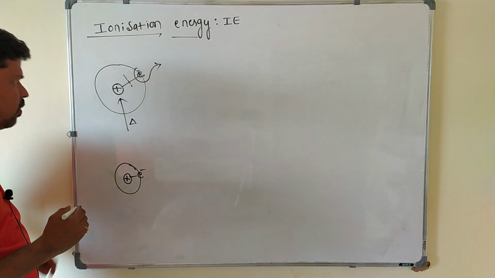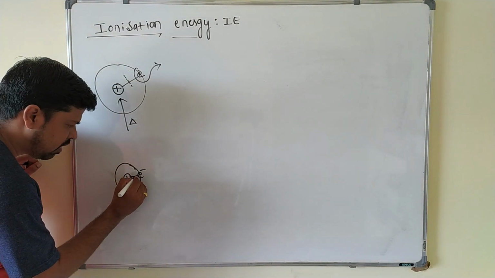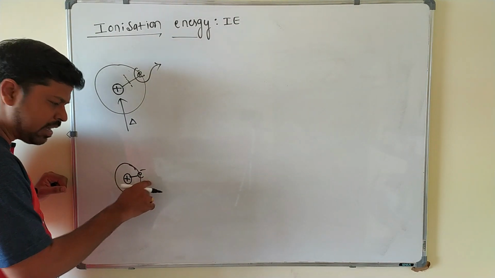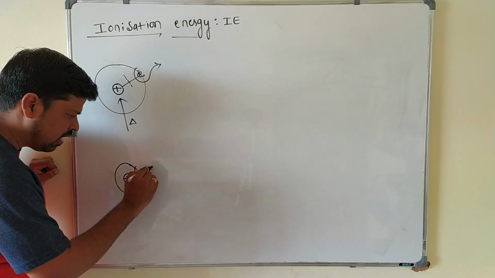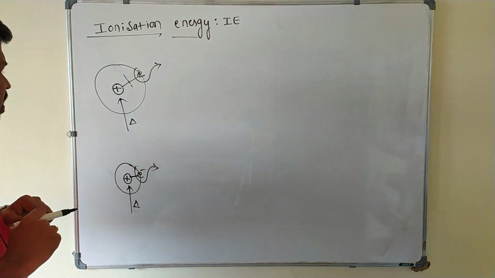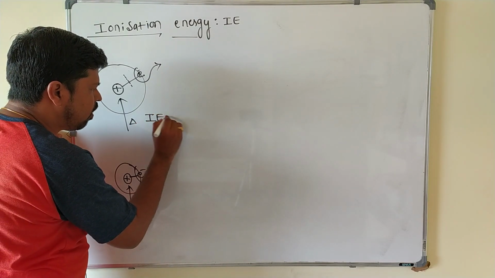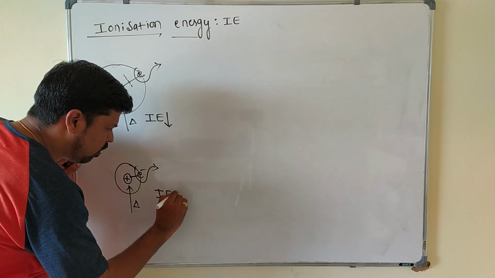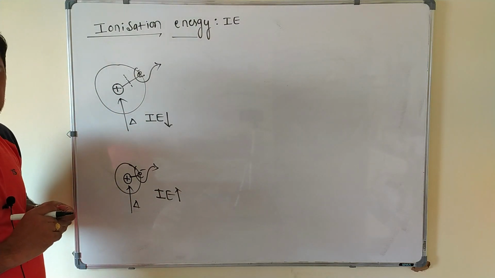Now if we compare these two, this is a large size atom and this is a small size atom. In the small size atom, electrons are very close to the nucleus, so the force of attraction is maximum here. In this case, I have to supply more energy in order to remove this electron. So ionization energy for the large size atom is less, and ionization energy for the small size atom is more, because more energy is required here and less energy is required there.